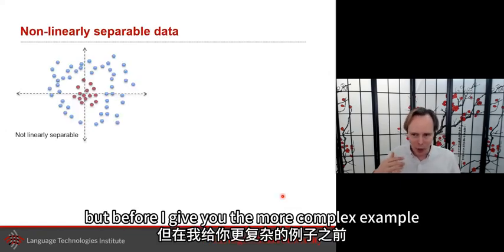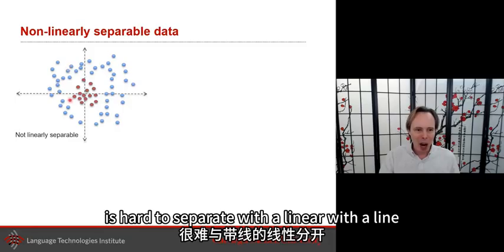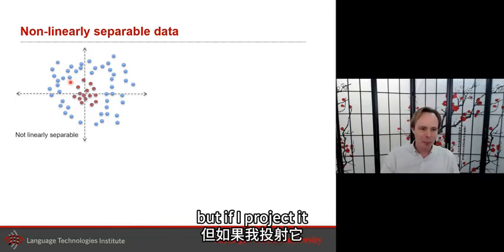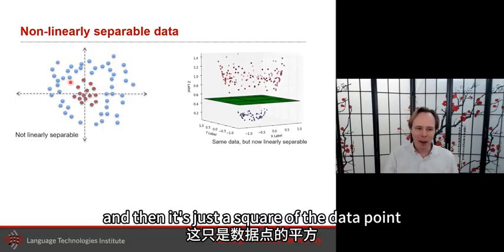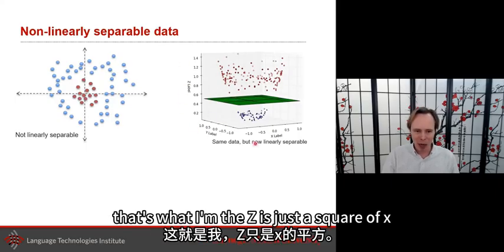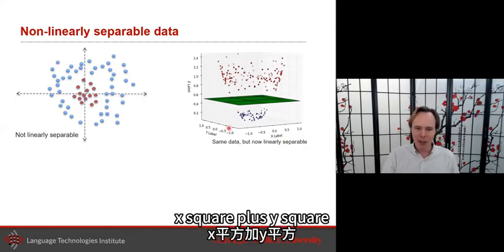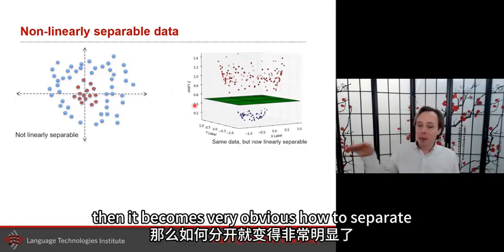But before I give you the more complex example, I just want to show one, and you may have seen that. This data is hard to separate with a line. But if I project it, and this is just the square of the data point, so z is x squared plus y squared, that's what I project here. Then it becomes very obvious how to separate.